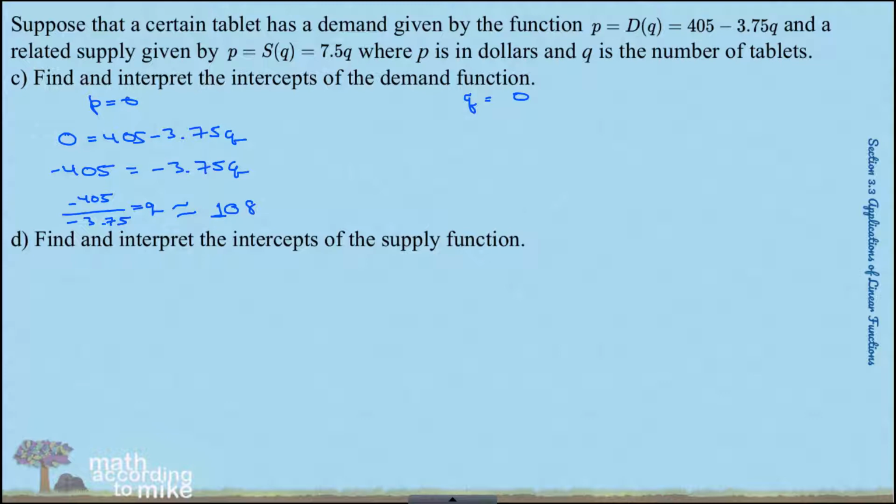108. Ten percent better. And now we're going to find P when Q equals 0. So we'll have P equals 405 minus 3.75 times 0. Again, we're looking only at the demand function in part C here. And we get P to be 405, technically dollars.